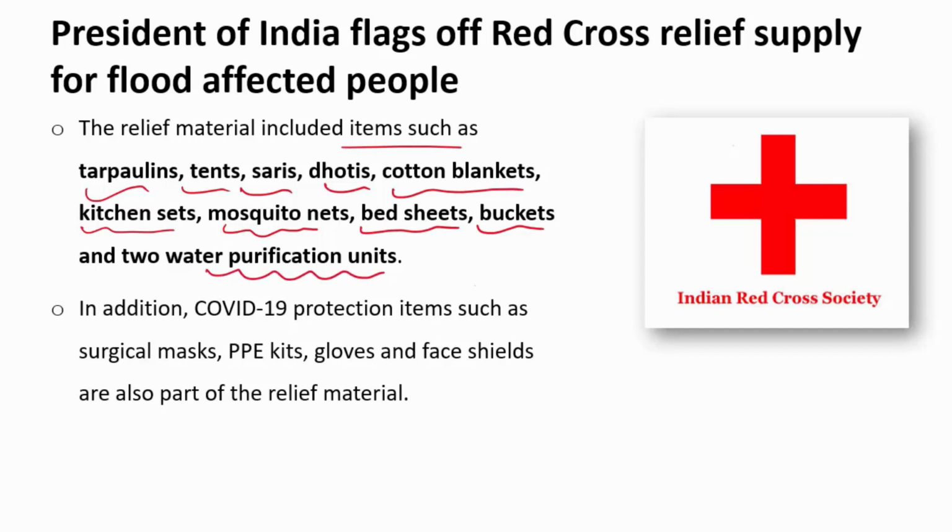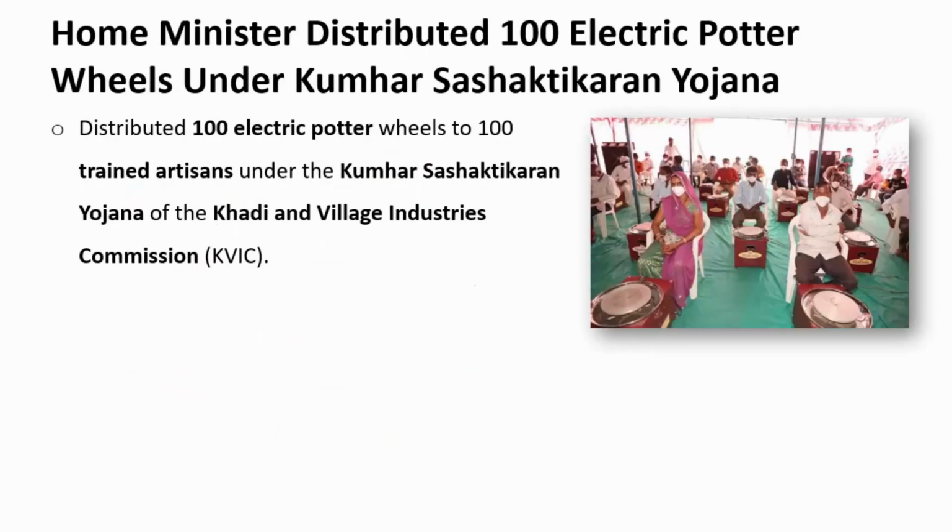Right now, apart from that, since this is a time of pandemic all over the country, in addition to that, COVID-19 protection items such as surgical masks, PPE kits, gloves and face shields have also been provided in the relief material for the affected people as well as the workers and whoever are the volunteers in the Red Cross Society, right? Now, moving on to our next news.